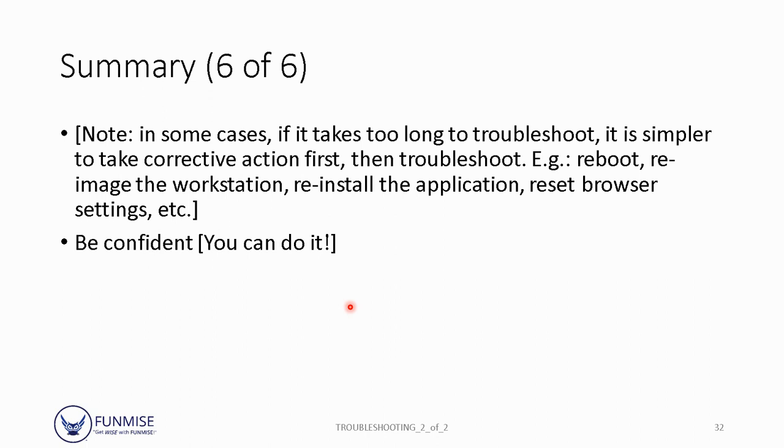Now, final summary pages. In some cases, if it takes too long to troubleshoot, it is simpler to take corrective action first and then troubleshoot. Example, reboot the system. It may fix it. In some cases, a workstation has a bunch of issues, you can't figure it out, everybody else is working just fine. Just this one. All the other settings look correct, but just this workstation looks bugged. Just reimage the thing. It may fix it. Give them a different system and see if the issue goes away. Reinstall the application, reset browser settings, etc. Just try to take some simple corrective action. It may actually resolve the issue. And yet again, I must say, be confident you can do it.